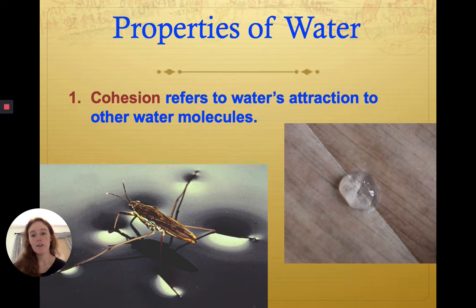Properties of water. There are a bunch of different properties of water. Water is an amazing thing. The first one is cohesion, which refers to water's attraction to other water molecules.